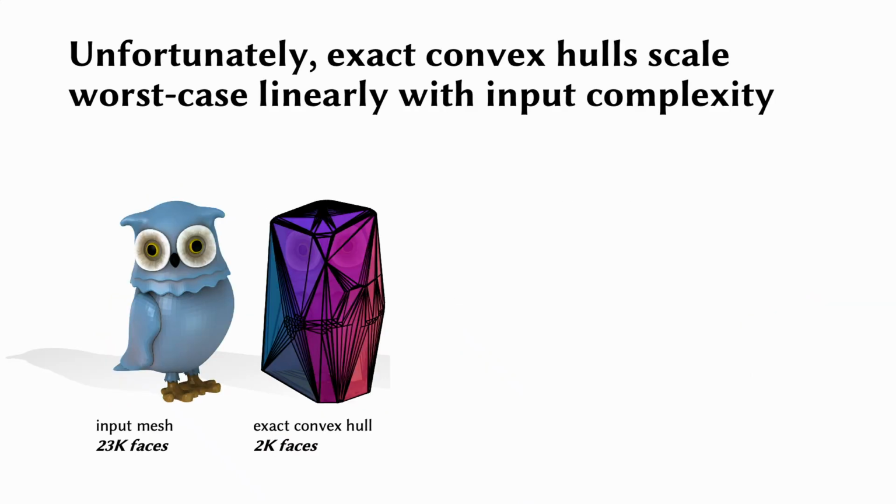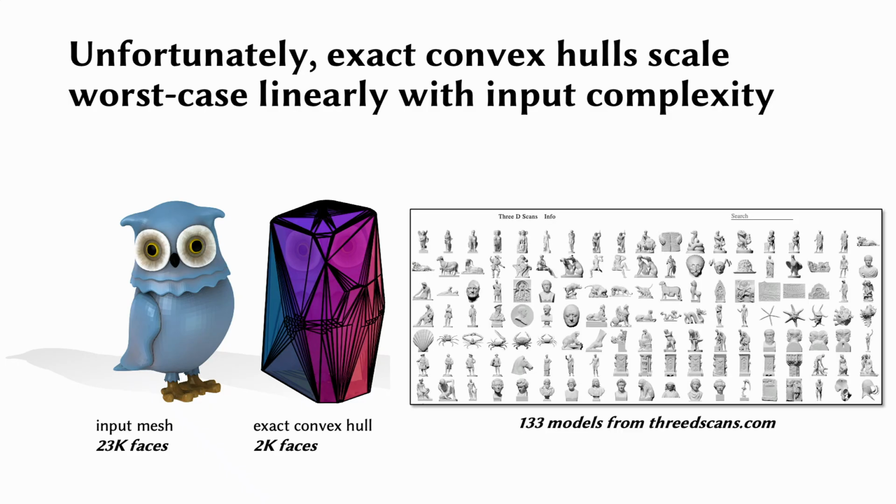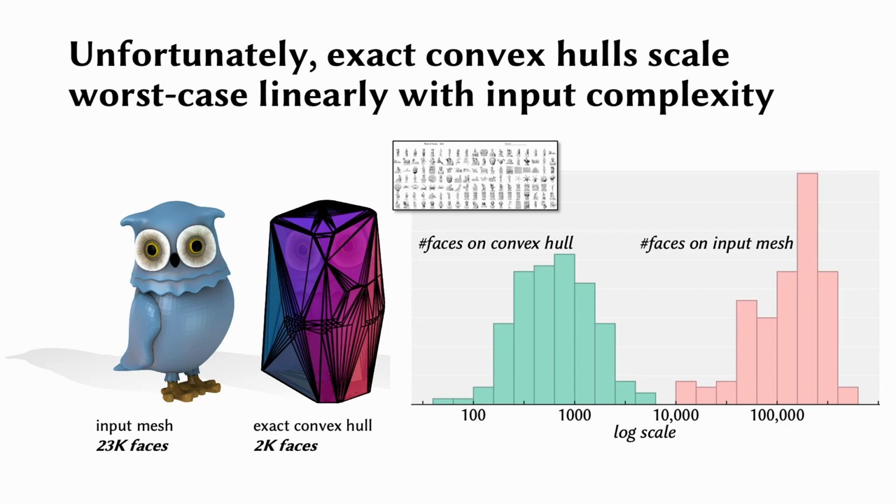The unfortunate thing is that if we take exact convex hulls, this scales with worst case linear complexity in the input. Obviously, if the input is a really complex convex shape, its convex hull is just itself. In practice, it's better than this, but still bad. If you take all the 133 models from the 3D scans data set, and you count the number of faces on the input meshes, you'd get this pink histogram over here. And if you count the number of faces on their convex hulls, you get this green histogram. It's definitely a lot less, but it's still about a factor of 100 or maybe 1,000 in terms of the input number of faces.